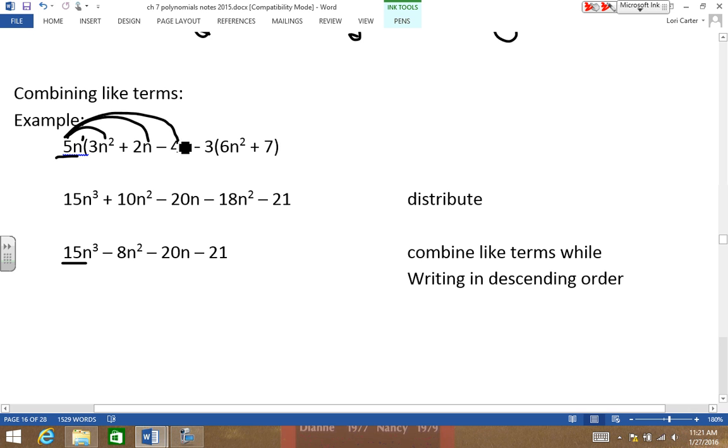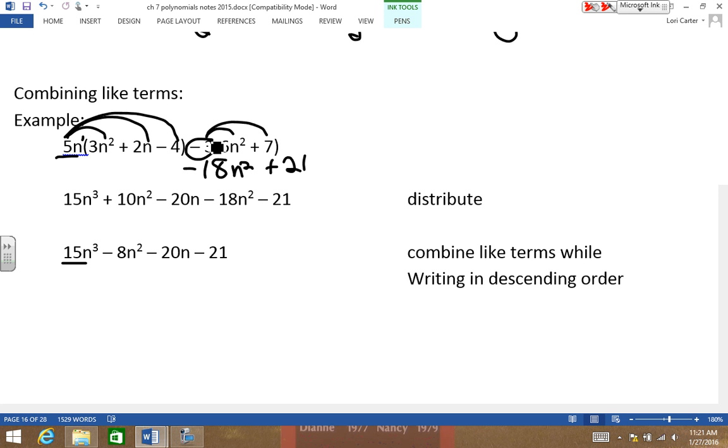Would you like to see what you did on your finals? You took this and you said, hey, that's minus 18n squared. And then you proceeded to tell me that was plus 21. No. It's minus 21. Why is it minus 21? Because the 3 is negative. You all know better. Over 70% of you missed those. So, your negative must get distributed through. Take your time. Don't make those little mistakes.